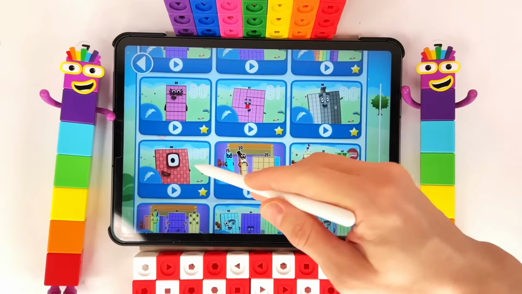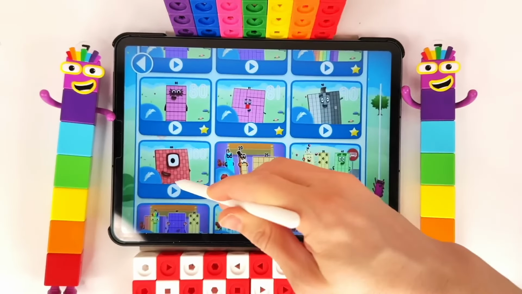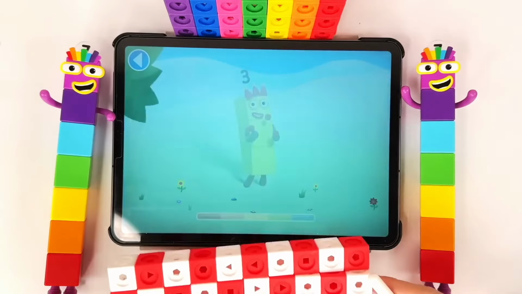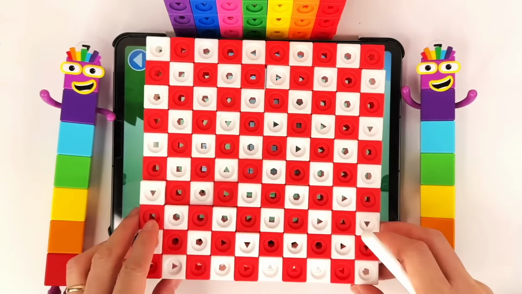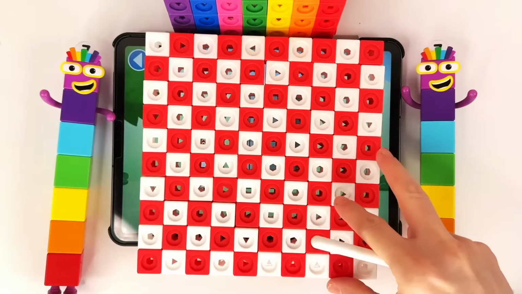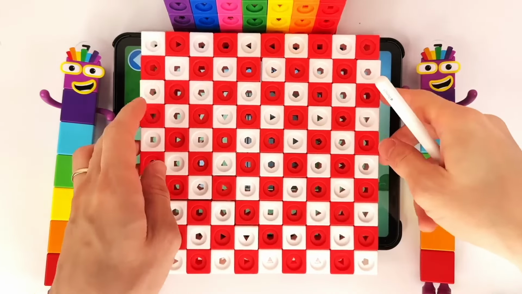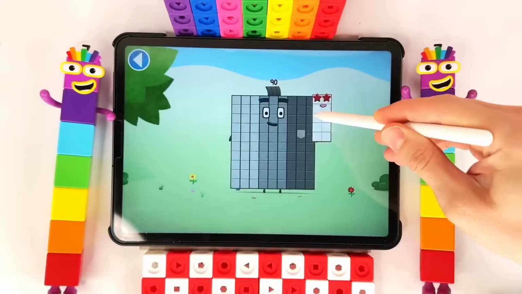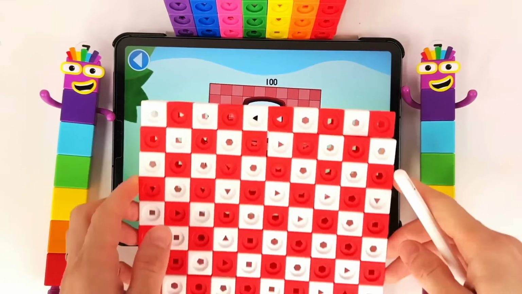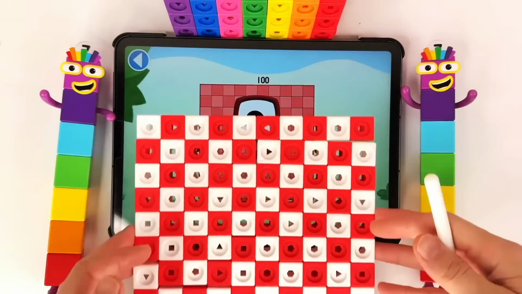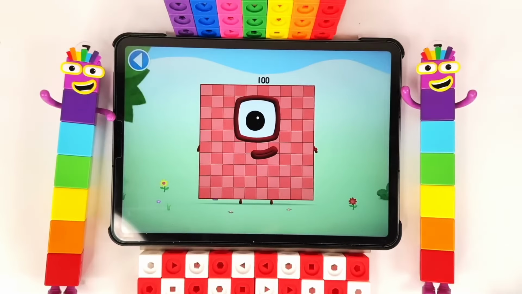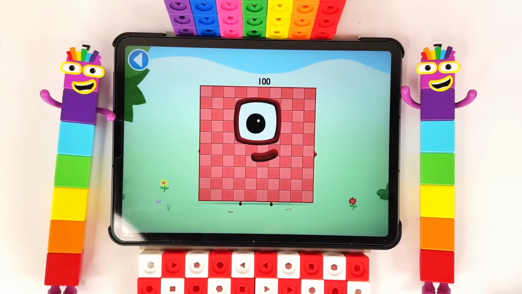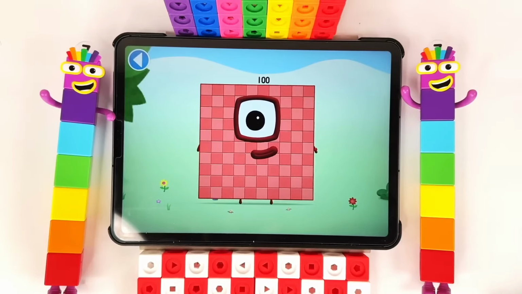Big number block 100. You're about to meet number block 100. Can you add 10 to 90 and make number block 100? This is number block 100. This number block is made up of 100 blocks.